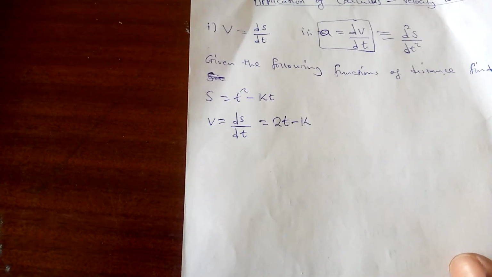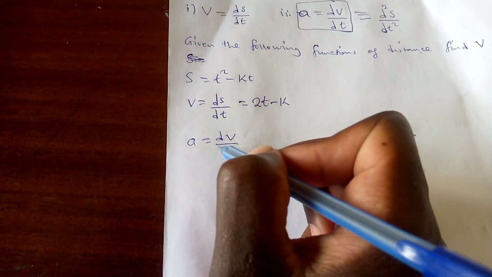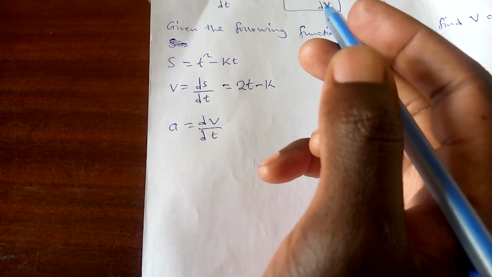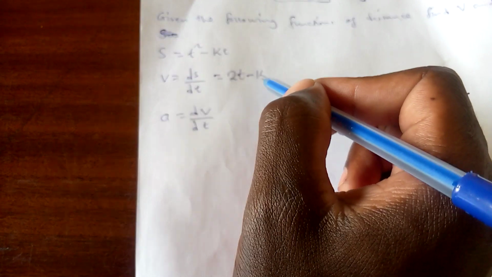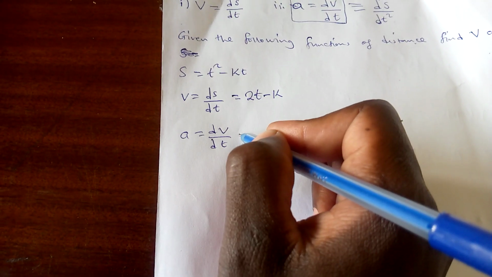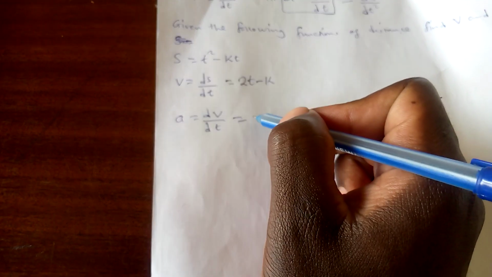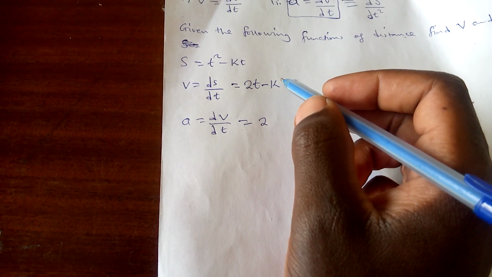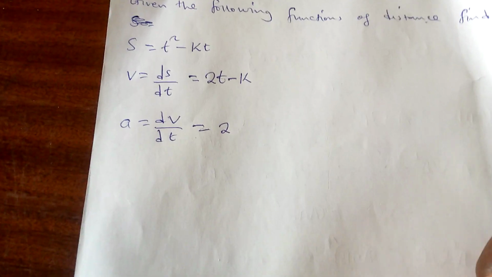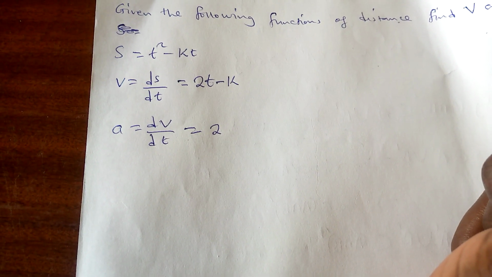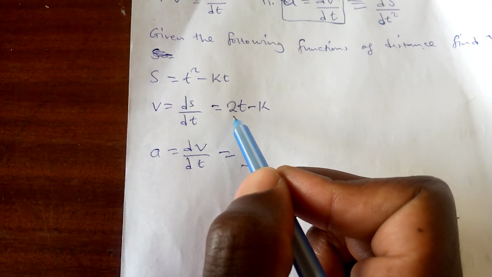So now let us find a function of acceleration. Acceleration is equal to dv/dt, or the second derivative of the function of distance. So we are going to differentiate what we have differentiated here. So dv/dt is equal to, here we don't have any power, so we have 2. Now this is a constant, which is just equal to 0. So actually acceleration, we are finding it to be a value, but it's not always that you're going to have acceleration as a value. So we have found acceleration, we have also found velocity.